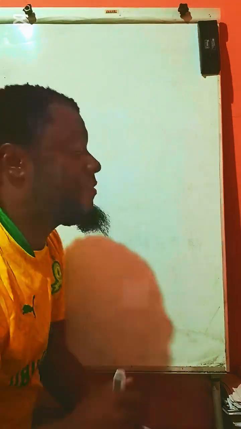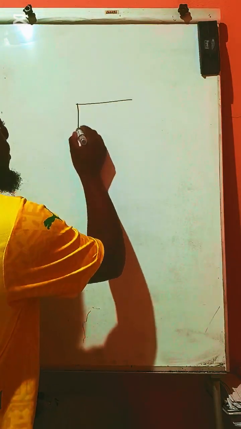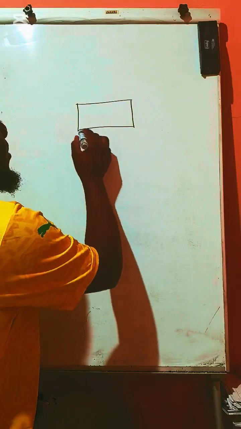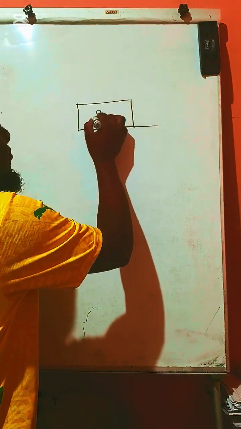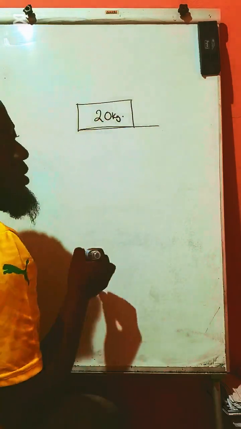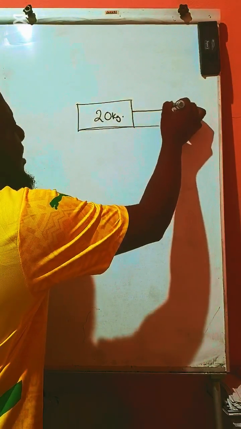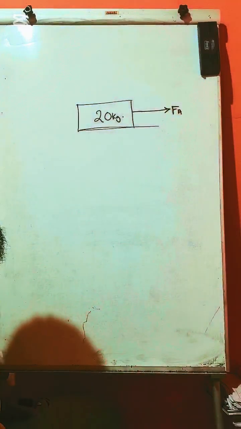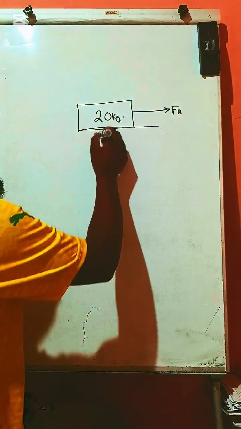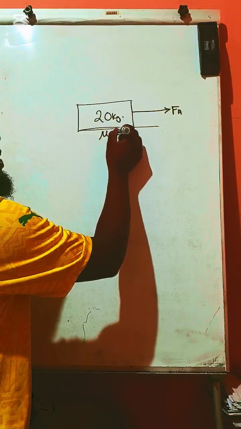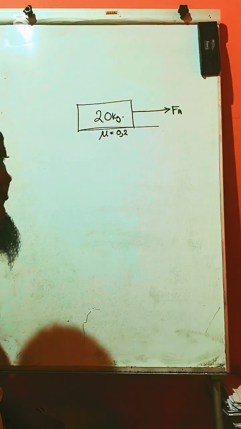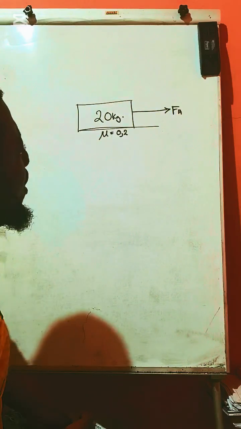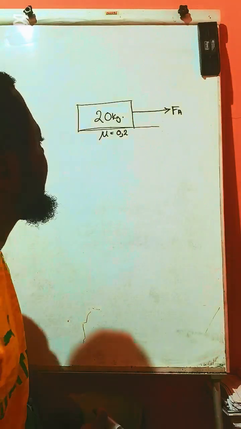All right, so the first scenario, you are given an object on a horizontal plane. Then it's of mass, let's say, 20 kg, and there is a force applied in this direction. Then they give you the coefficient of frictional force, which could be 0,2. Coefficient of frictional force does not have units. I'm pretty sure you all know that. So now, what are we going to do?